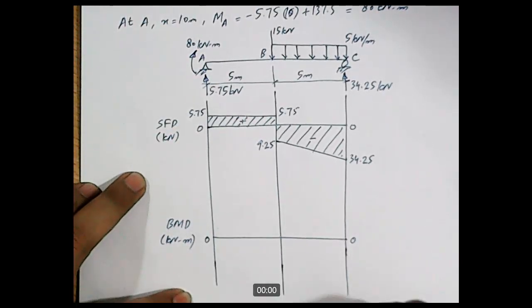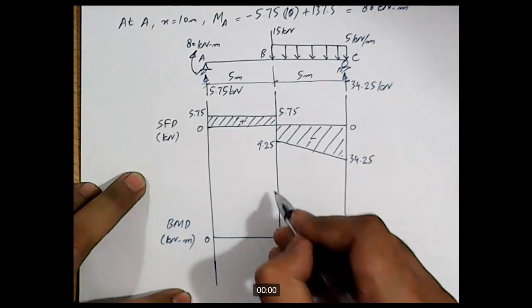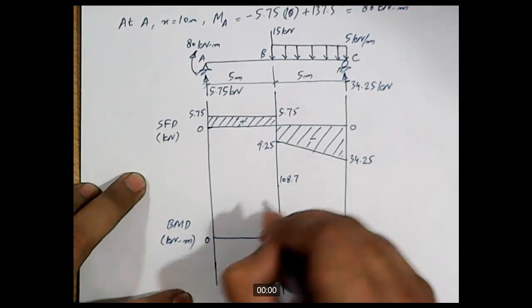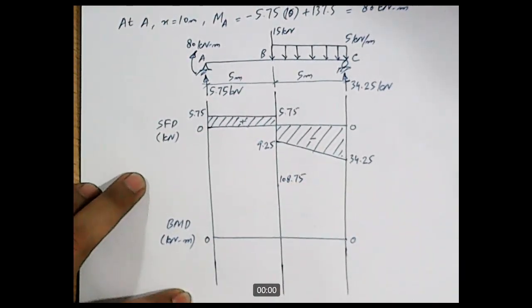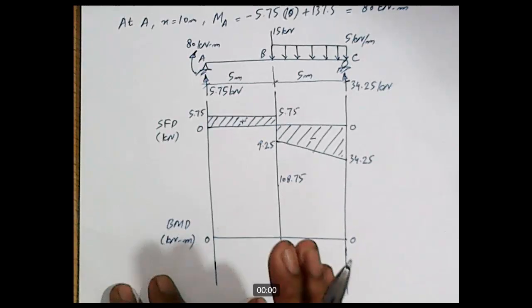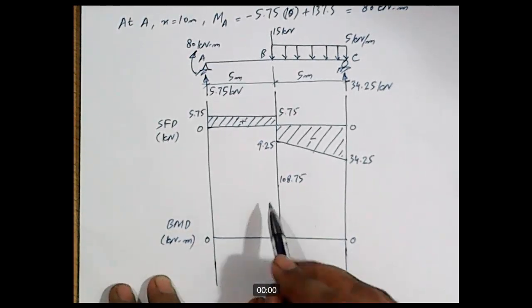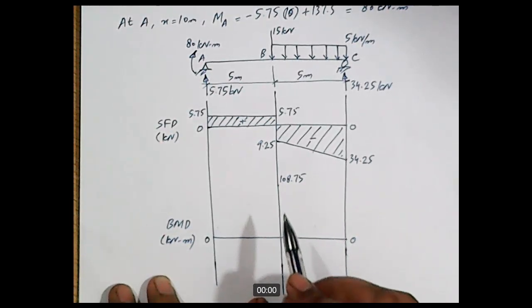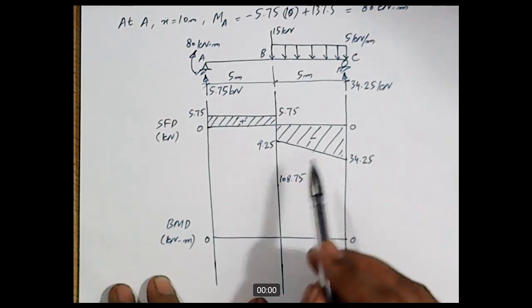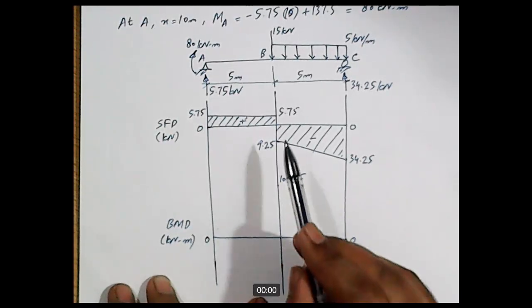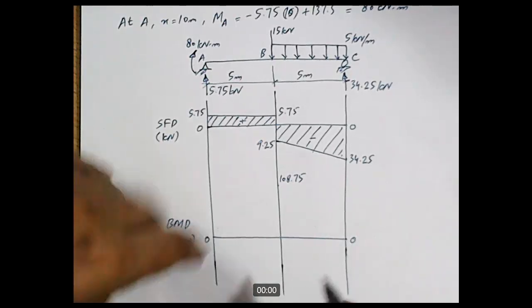And how much is the value of bending moment at point B? It is 108.75 kilonewton meter. So it's somewhere over here, 108.75 kilonewton meter. And the equation of bending moment for this part is second degree. So these 2 points will be joined with a second degree line, and the slope of the second degree line depends upon the magnitude of the shear force diagram. As we move in the rightward direction, the magnitude of shear force is decreasing, so the slope of the bending moment diagram should also be decreasing.